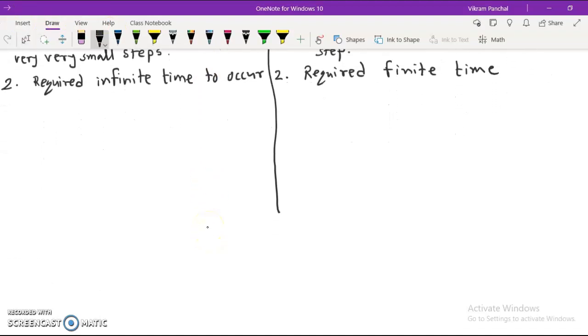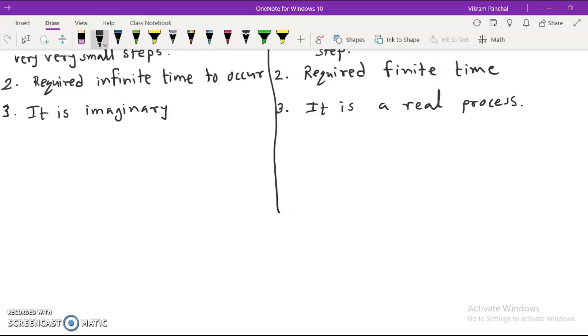Next point, it is imaginary, as it assumes the presence of a frictionless and weightless piston. For irreversible process, we can say that it is a real process. Why? Because it is normally performed.